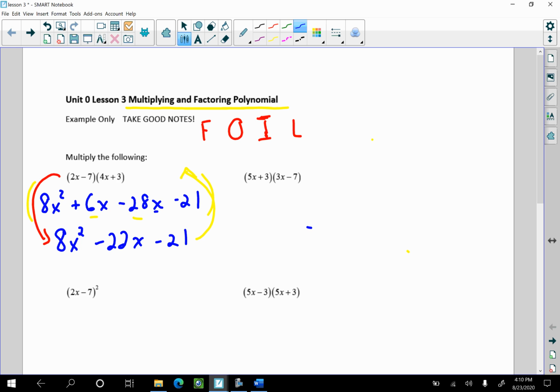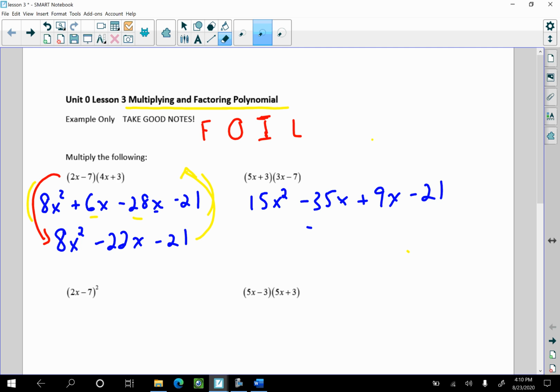In this example, I have 15x squared minus 35x plus 9x minus 21. All right, simplify like terms. What do you get? You get 15x squared. Negative 35 plus 9 is going to be negative 26x, minus 21.